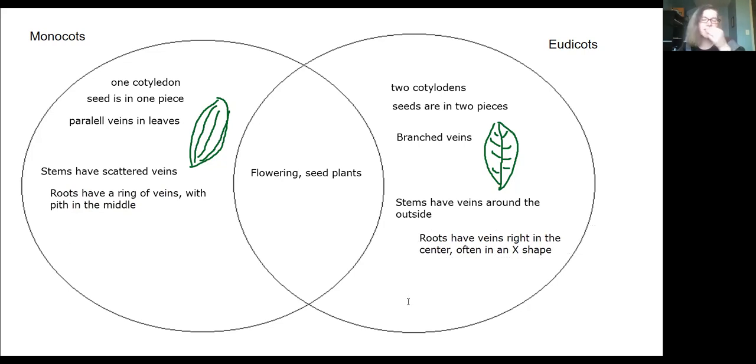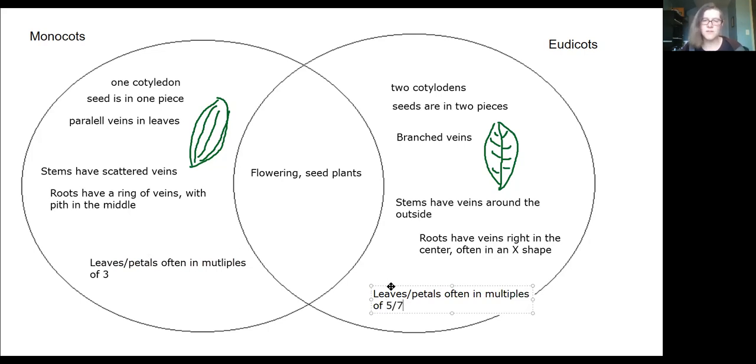And then the final thing that you might notice between monocots and dicots is that leaves and petals are often in multiples of 3. And in the case of dicots, leaves and petals are often in multiples of 5 or 7 or something else, but not 3. I know, they're all odd. It's super weird. But those are some of the ways you will tell your monocots from your dicots. And we'll get back to those again when we do plant structures next time.